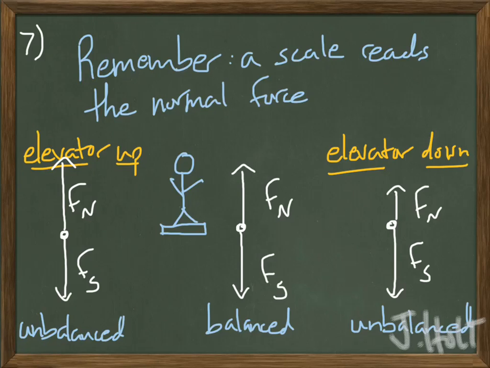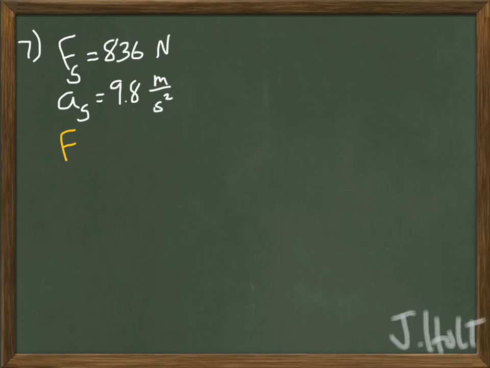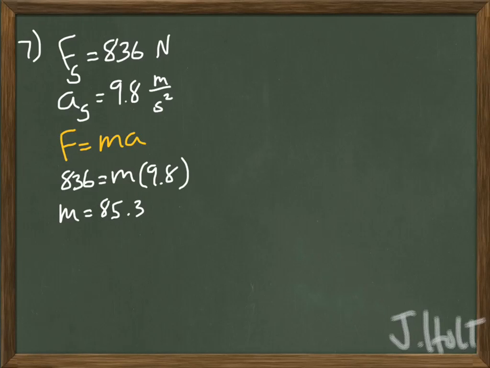Now, let's solve this problem here. It says that as we're going up, the scale reads 936. Well, first of all, we need to find the mass before we do anything. We got to find the mass of Mr. Warner. We know the force of gravity, it's given, 836. We know the acceleration of gravity, 9.8. So we can plug into F equals ma to find the mass of Mr. Warner, because we're going to need that later on. So once again, we're just using the force of gravity, which is given. We're given the acceleration, which we already know, 9.8, to find the mass of Mr. Warner.